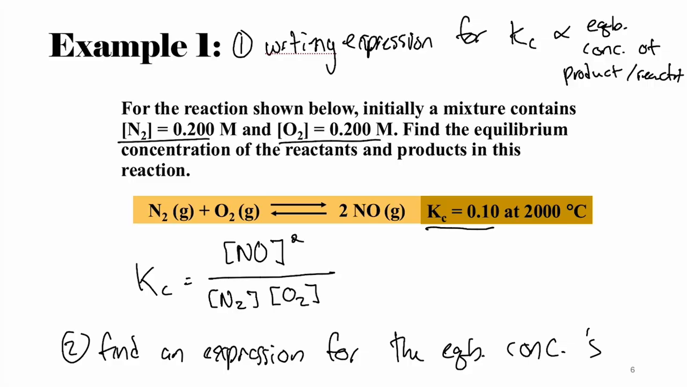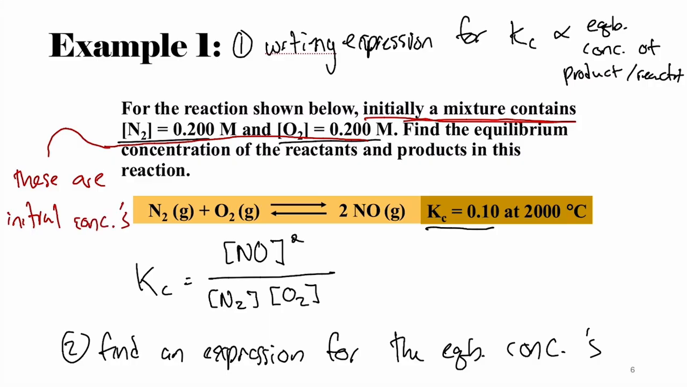And what kind of concentrations are those? So these are the initial concentrations that we're given, right? Because here it says initially the mixture contains these two, so this tells us that these are our initial concentrations and not equilibrium, right? So that means that we can't just plug in these concentrations into our equilibrium constant, because these are the concentrations before the reaction has reached equilibrium.